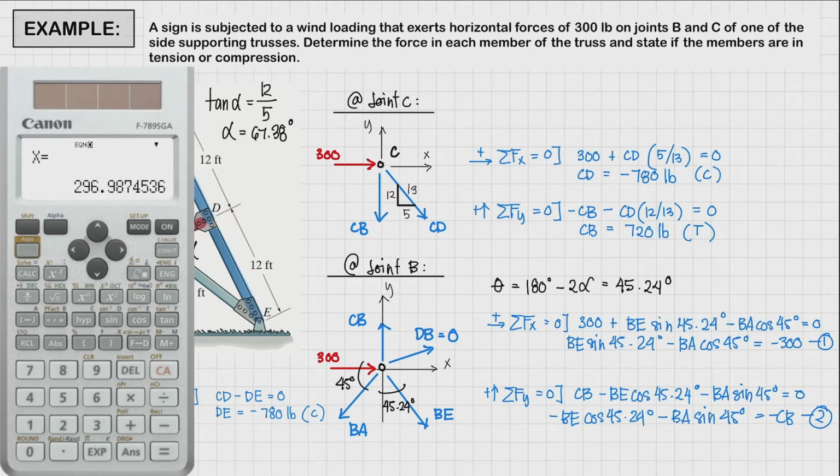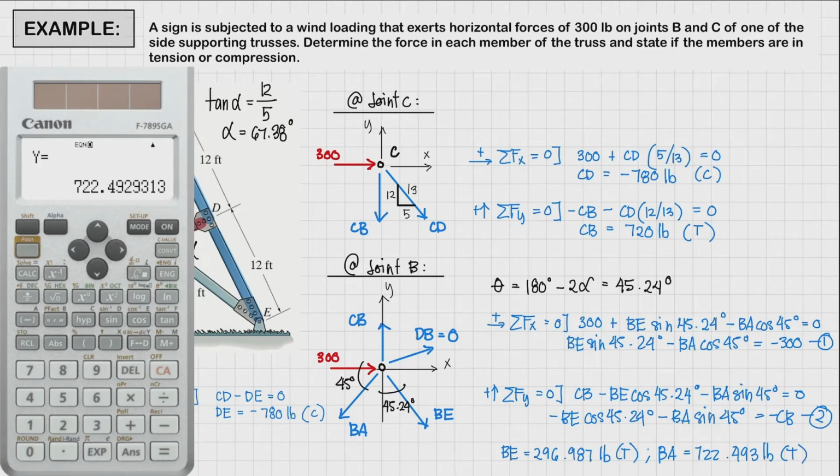Okay. So equal sign. So our x now, or our BE, is going to be equal to 296.987 pounds. So that's positive. So this is going to be under tension. And then BA is going to be equal to 722.493, and this is positive, so this is going to be in tension.